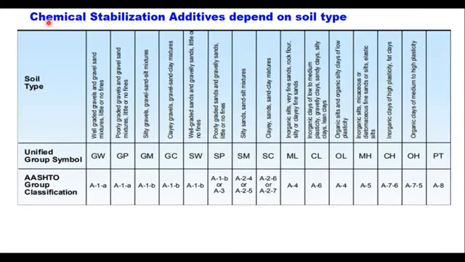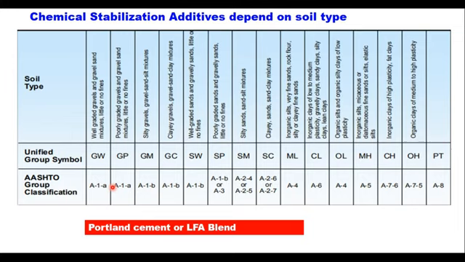This table provides guidelines for selecting the type of stabilizing material for different types of soil and soil aggregate based material. Now this gives you the gradation of the material, that is soil type, as per Unified Soil Classification System and as per AASHTO group classification system. So in case of material ranging from well-graded gravel to inorganic silt and very fine sand, Portland cement or lime fly ash blend is preferred.